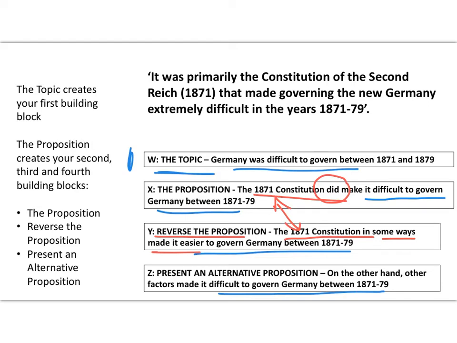Then when you move into the final part of your answer, you're still talking about the difficulties governing Germany, but you're moving away from the 1871 Constitution and you're looking at other factors. So what you're doing is presenting an alternative proposition. So that is our classic approach. Now you look at that, and I've done all of that without actually using any knowledge about German history. I could be anyone off the street in a sense doing that. I have looked at the question and I've identified that there are four building blocks to my answer, and that basically is the approach that you're going to take.